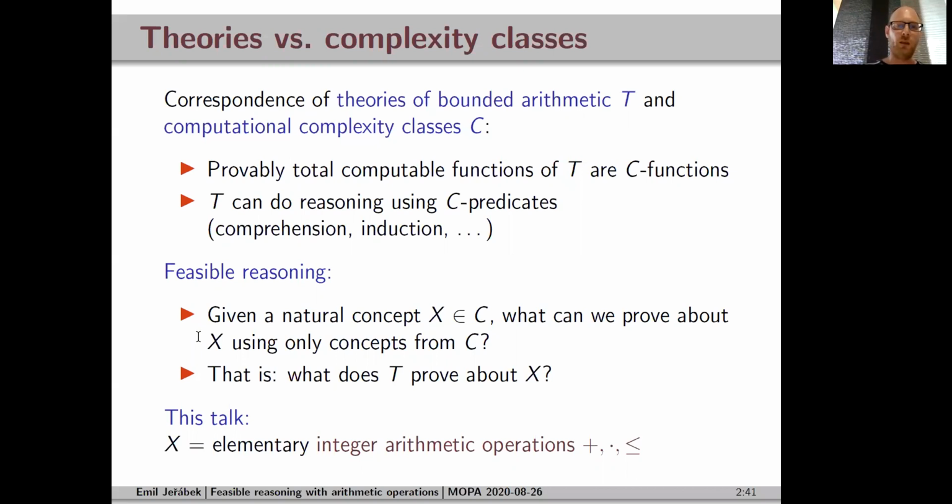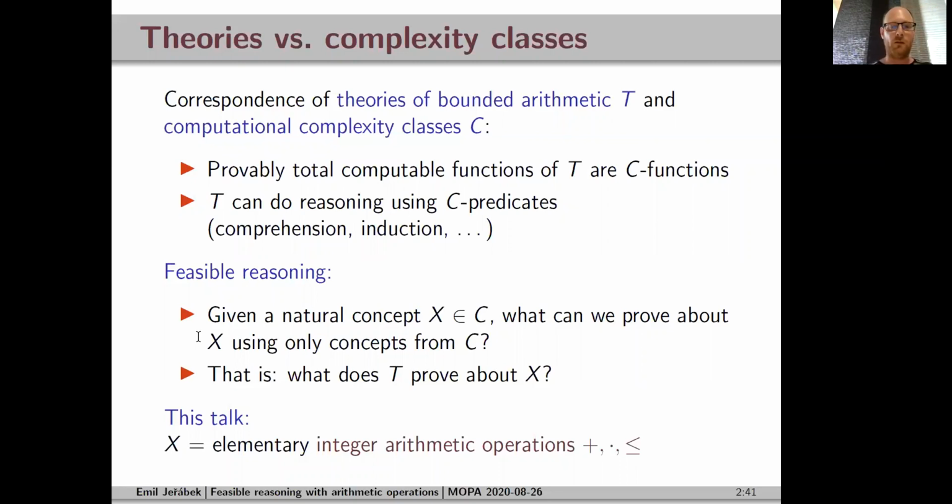And we can use this to formalize a notion of feasible reasoning. Namely, if we are given an efficiently computable object, a function, predicate, whatever, that's computable in this class C, what are the things that we can prove about this concept using again efficient reasoning, or something that only uses reasoning not exceeding the concept itself? If we have this theory T that corresponds to the complexity class C, then we can just formulate it as a question: what does this theory T prove about this concept X?